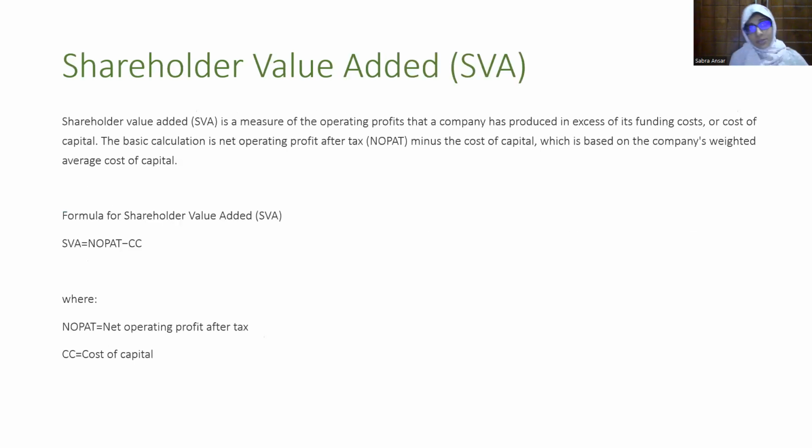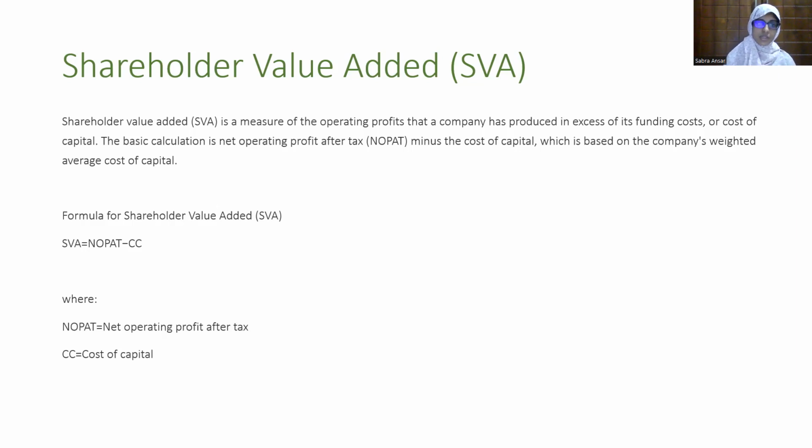Now, the last method that I'm going to talk about is shareholder value added. And now what is shareholder value added? This is a measure of the operating profit of the company that has produced an excess of its funding cost or the cost of capital. The basic calculation would be net operating profit after tax minus the cost of capital based on the company's weighted average cost of capital.